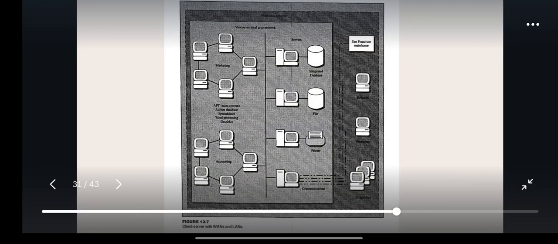So here's the figure of a client-server with WANs and LANs. So there is the mainframe in San Francisco, and it has a warehouse, and then this side is purely marketing, where the servers, file printers, and communication are, and then there is the accounting side. So you can see here that it is organized.